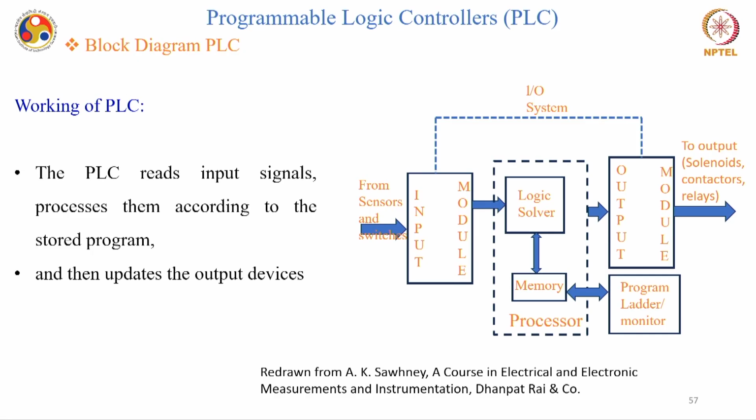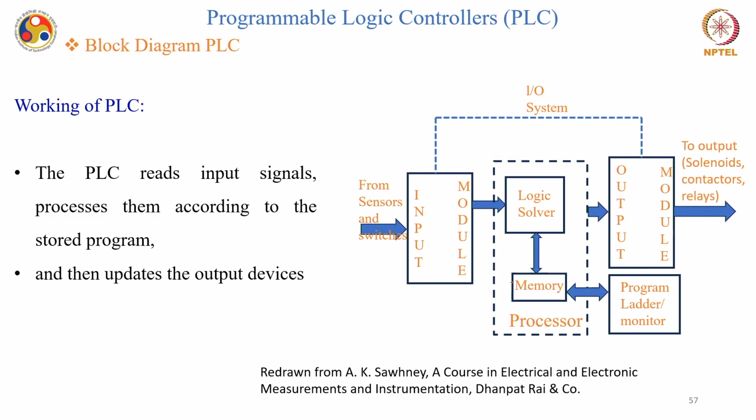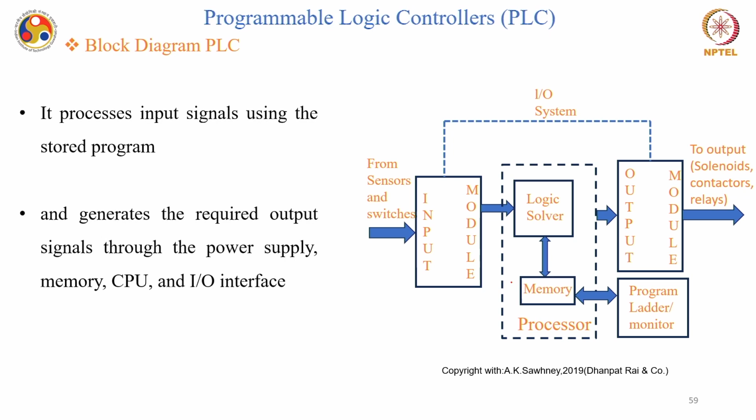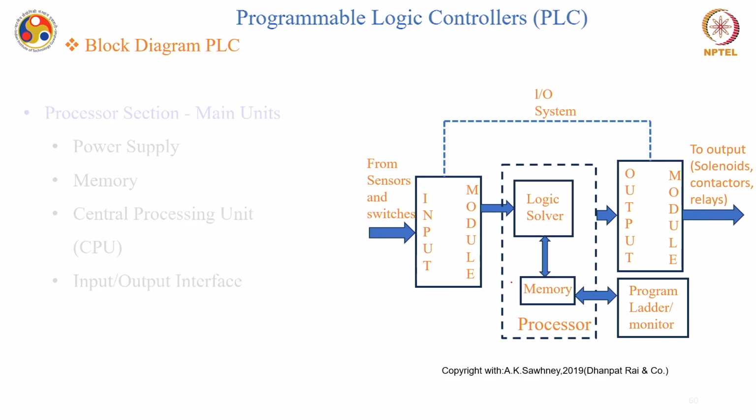Now let us see the working of this PLC. We have already seen all these components, so it will be very easy for us to understand their operation. The PLC reads the input signals, processes them according to the stored program, and then updates the output devices. The processor section is the main part of a PLC. It controls and coordinates all system operations of the PLC. It processes input signals using the stored program and generates the required output signals through the power supply, memory, CPU, and the input-output interfaces.